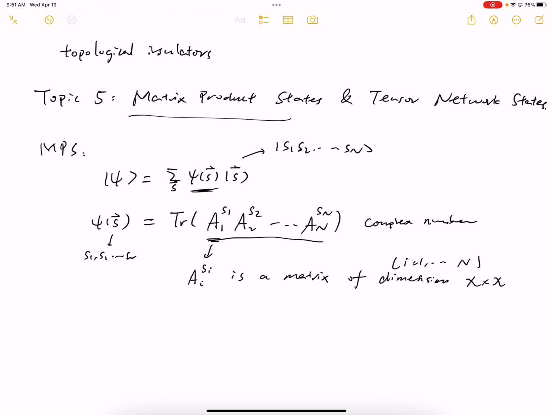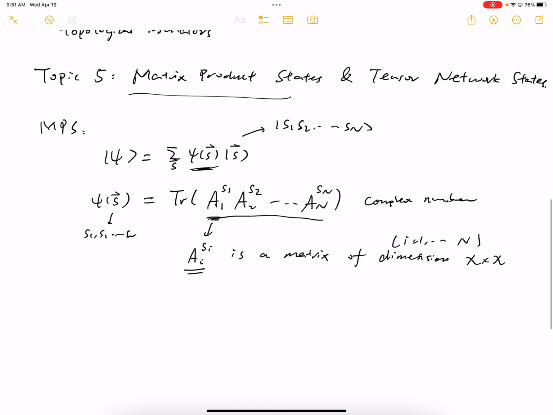What is chi again? So chi is the dimension of these matrices. It's just the dimension of these matrices. It also has a name we're going to use later on. It's called the bond dimension.